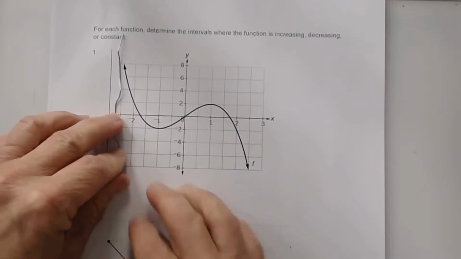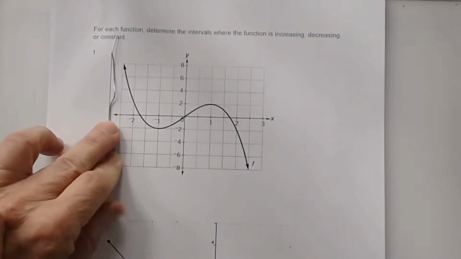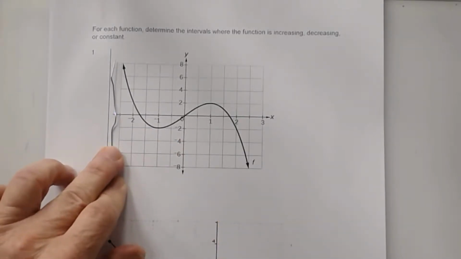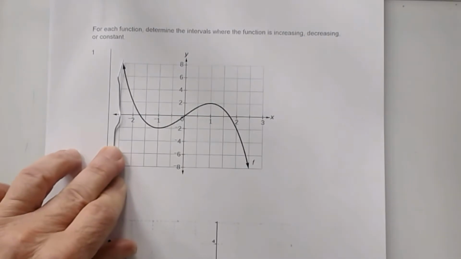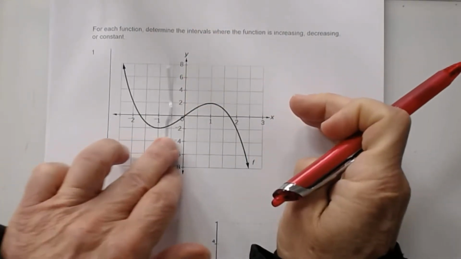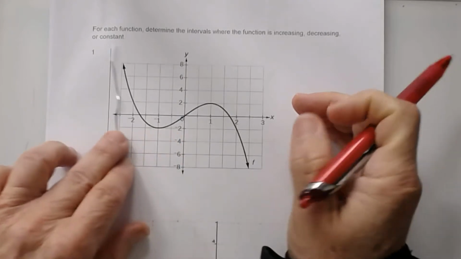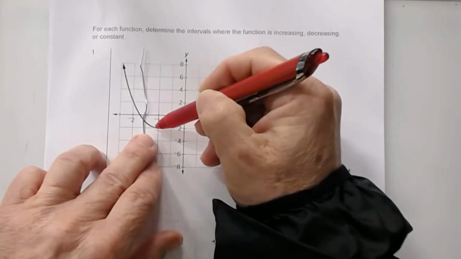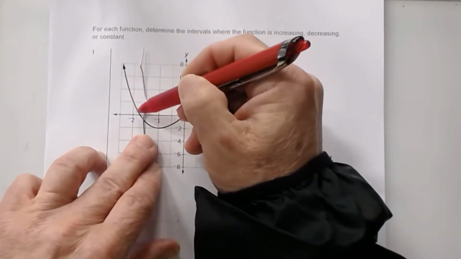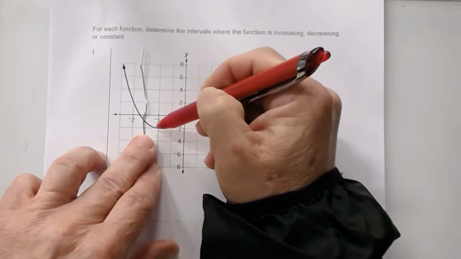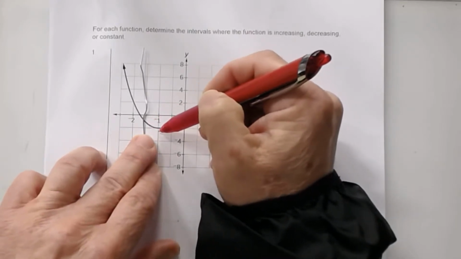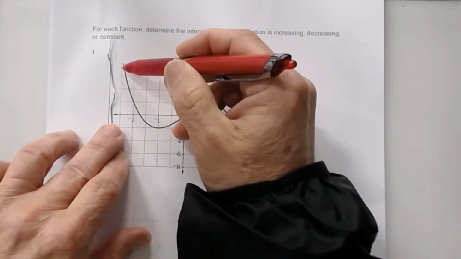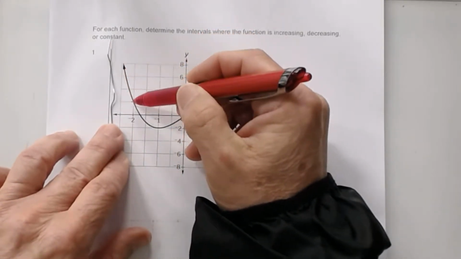As I go, and remember you always read a graph from which way? Left to right. As I go from left to right, I want you to notice the y values. You've got to look at the y values. What's happening to these y values as I go from left to right? The y values are getting smaller, right? And then all of a sudden there's this little valley right here, and then your y values are getting what? Larger. So we say that my y values are decreasing.